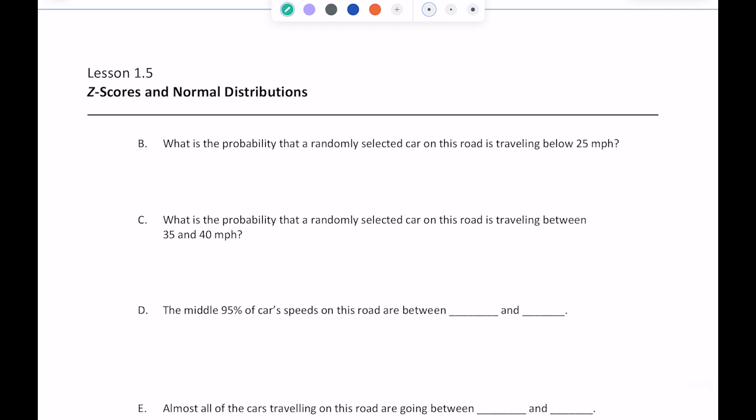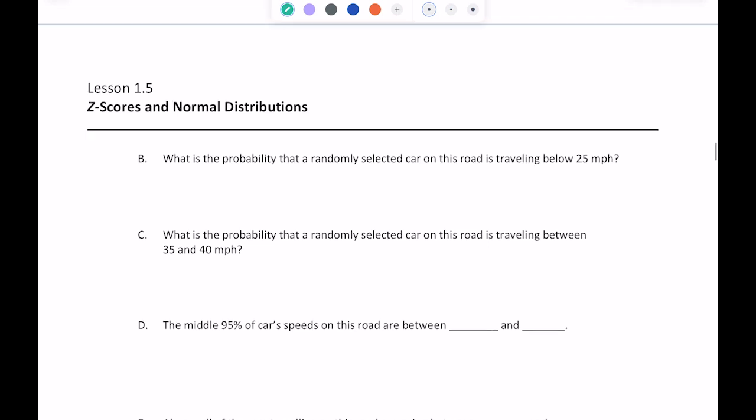So then answering these questions, what is the probability that a randomly selected car on this road is traveling below 25 miles per hour?